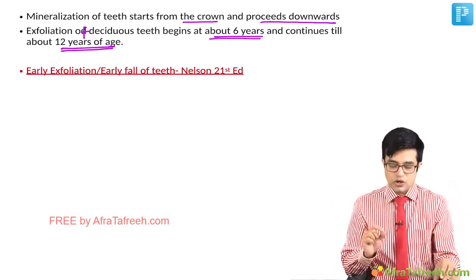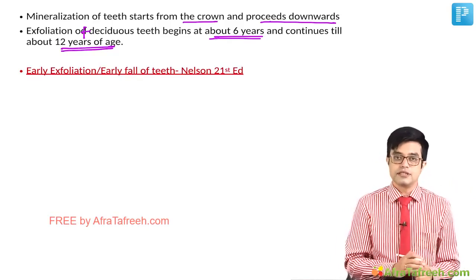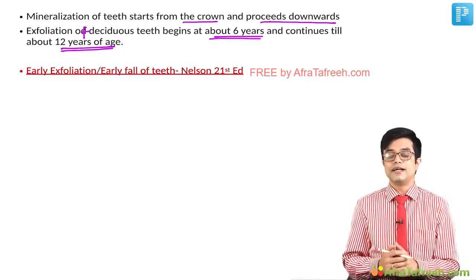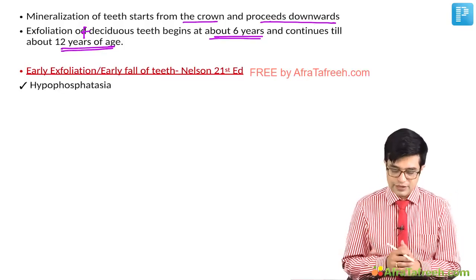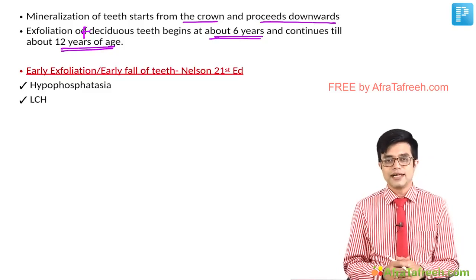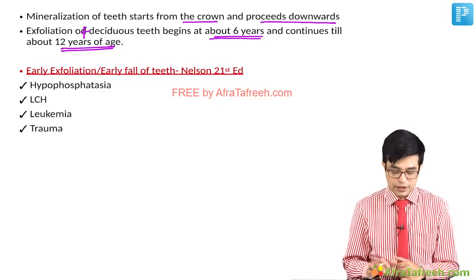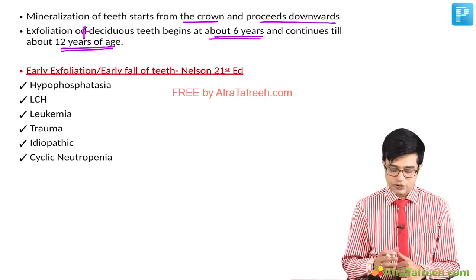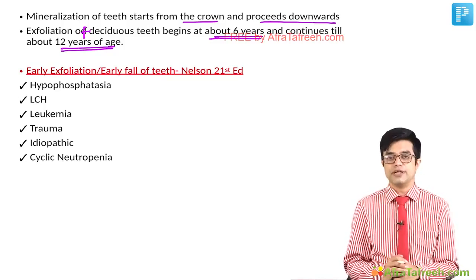Now, what are the causes of early exfoliation or early fall of teeth before 6 years? Given in Nelson 21st edition, was not there in older Nelsons, and it is not there in OP Ghai. So it is an important thing for your super specialty. First thing is hypophosphatasia. Second reason is Langerhans histiocytosis. Third is leukemias. Fourth is trauma. Fifth is idiopathic. And sixth is cyclic neutropenia. So these are the causes of early exfoliation starting before 6 years of age.